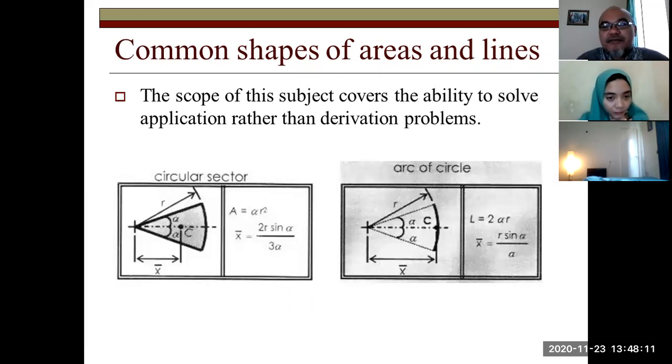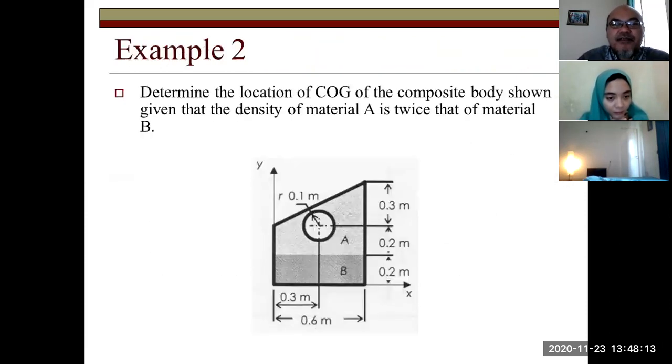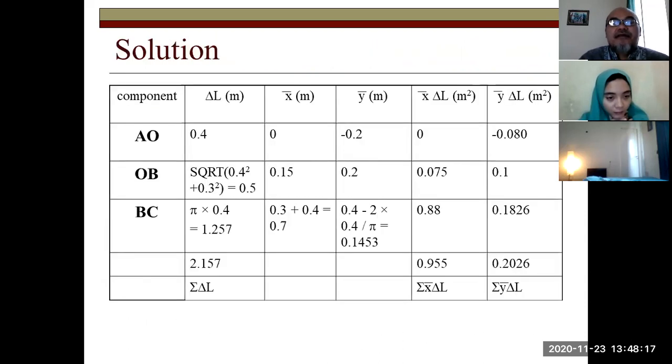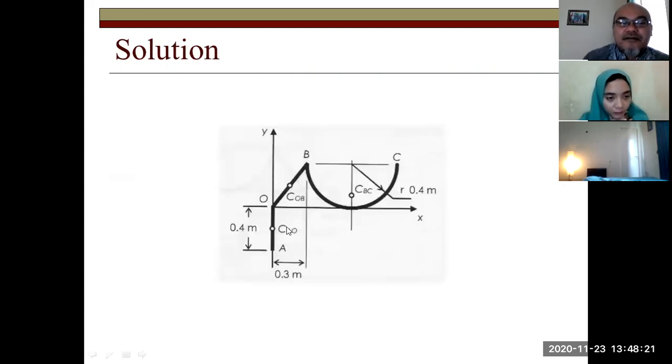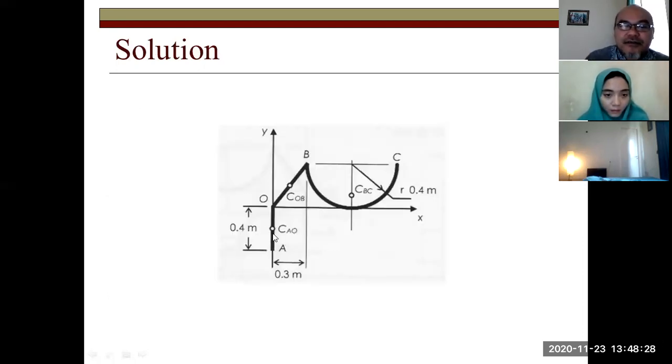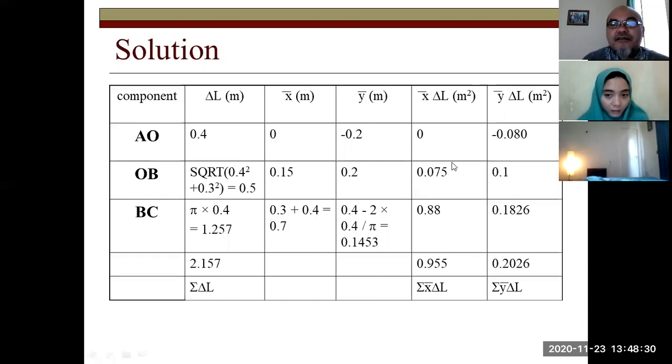So coming back to our problem, example 3. Here, delta L from here is 0.4 meter. The x is at 0. The y at this coordinate is negative 0.2 meter. X bar delta L here, 0 times 0.4, is 0. Y times delta L is this times this one, negative 0.08.